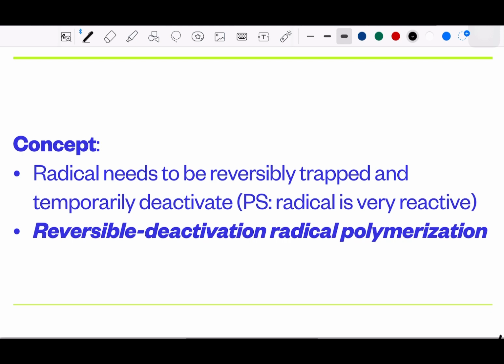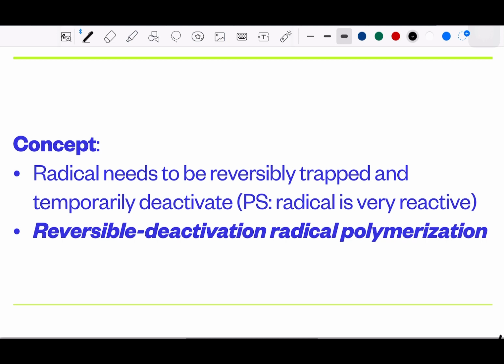Okay, so this is what we have as a concept, like I mentioned. It needs to be reversibly deactivated, or we can say it's trapped. So we need to make some trap. What does this trap mean?